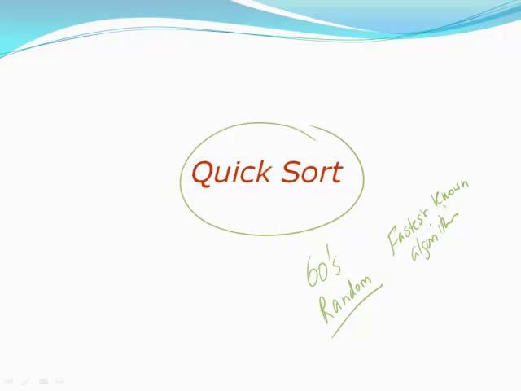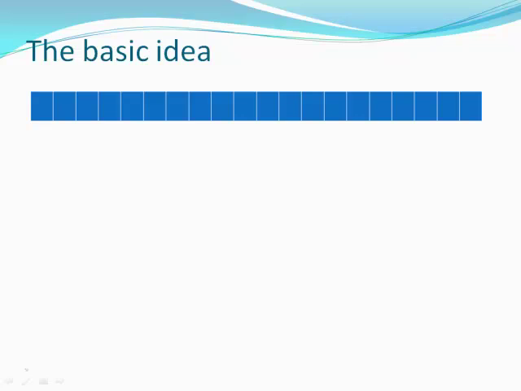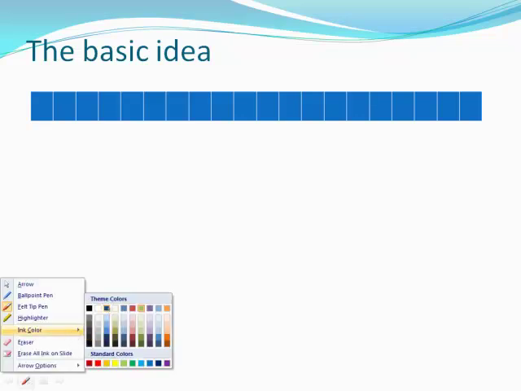From an asymptotic complexity point, quicksort is also n log n, as is merge sort, but it seems that in most cases the quicksort outperforms the merge sort. That's an interesting observation. So in practice, quicksort is the best, fastest known algorithm. Okay, and the basic idea of quicksort is the following.